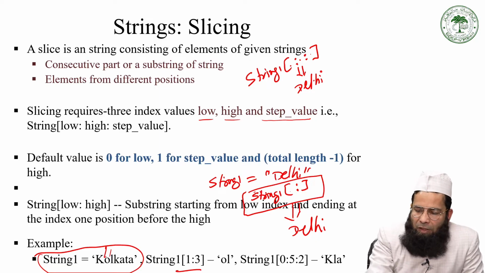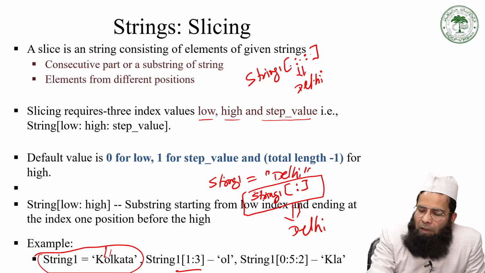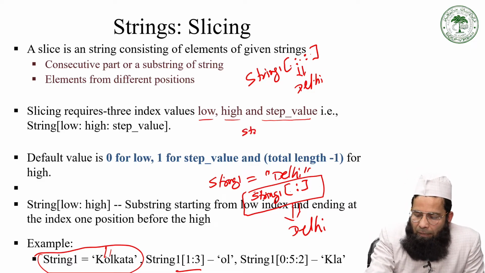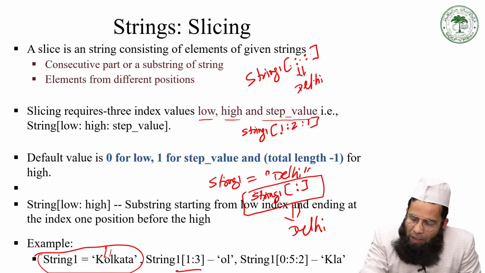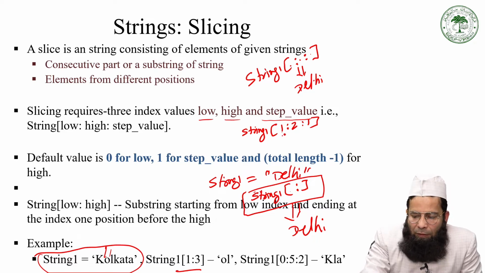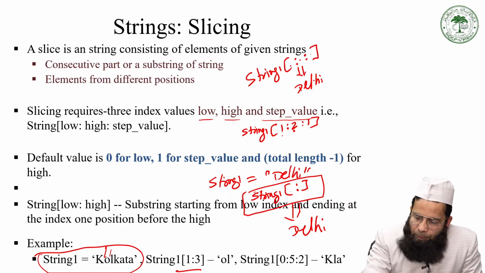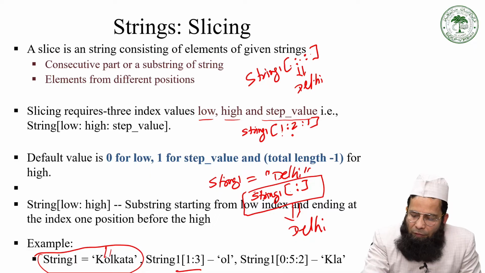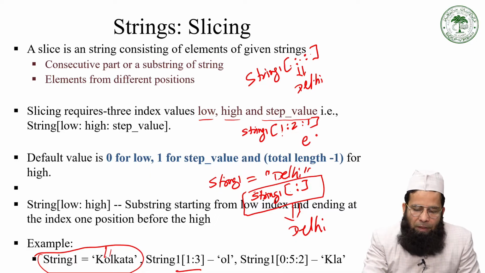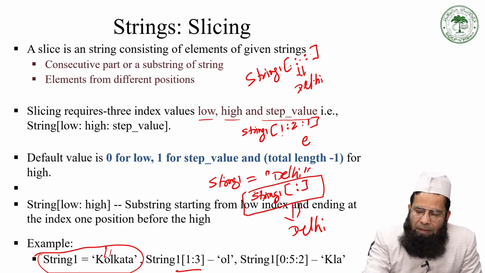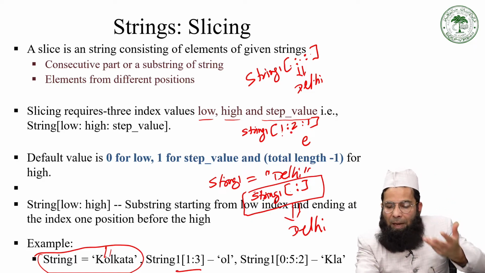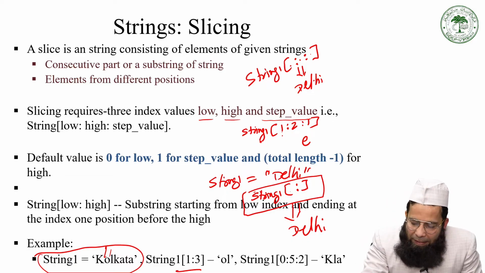Let's say I want to extract only a substring from this string. So I am writing string1, let's say 1 colon 2 colon 1. So what does it mean? It would start from first index and it will go to high minus 1, right? And the step value is 1. So it will give me E only, since the high is actually treated as high minus 1, right? So in this way I can extract different values.